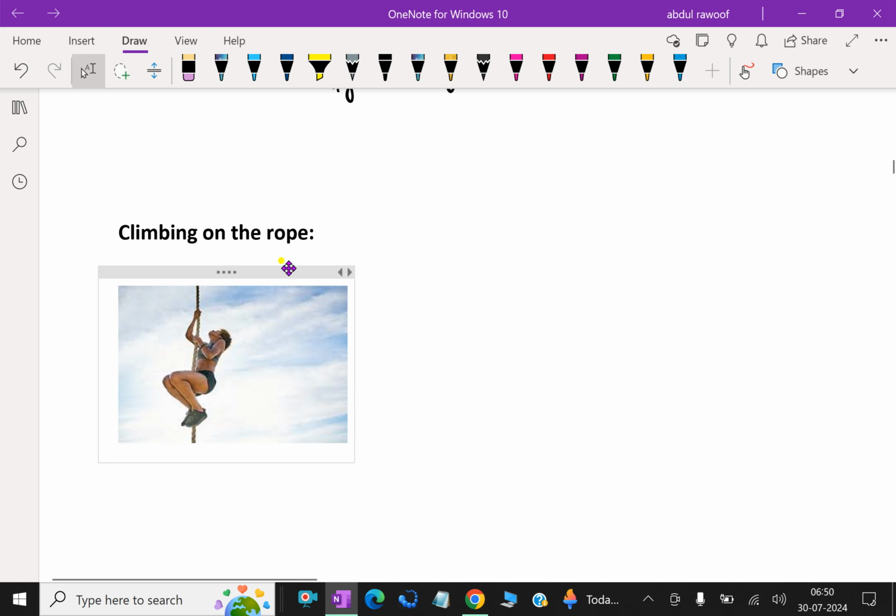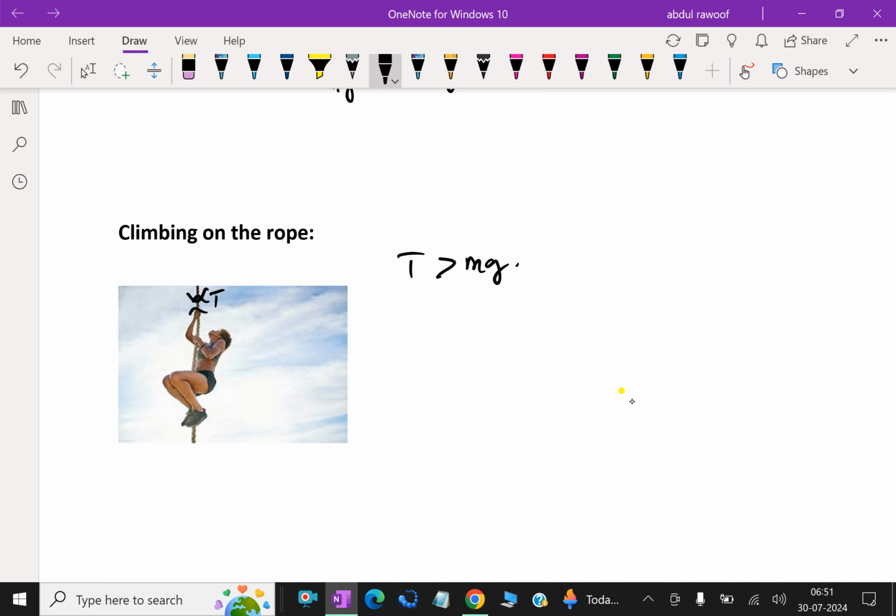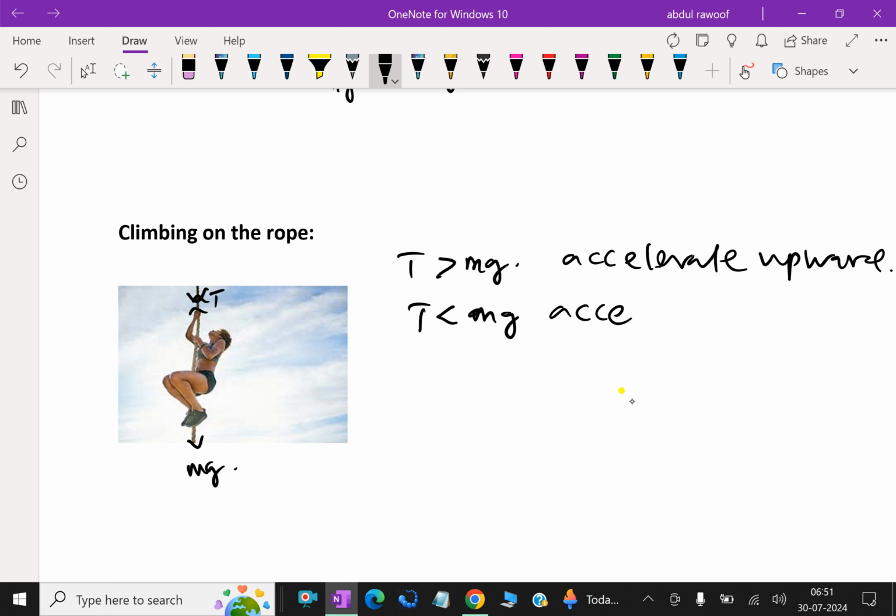Next one, climbing on the rope. Here T is greater than mg, the supporting tension. If T is greater than mg, where mg means mass and gravity, the body accelerates upward. Similarly, if T is lesser than mg, the body accelerates downward.